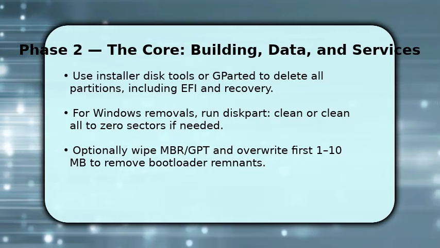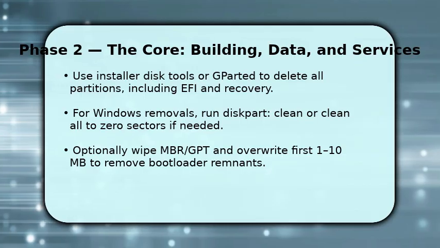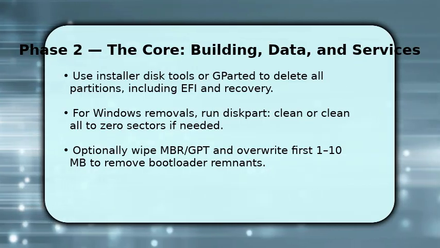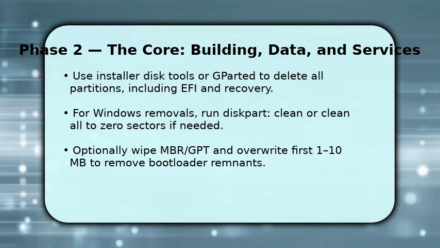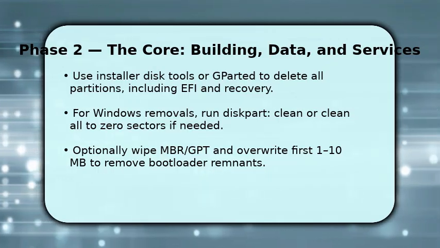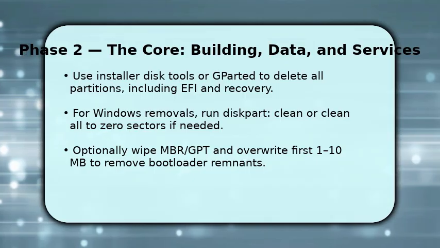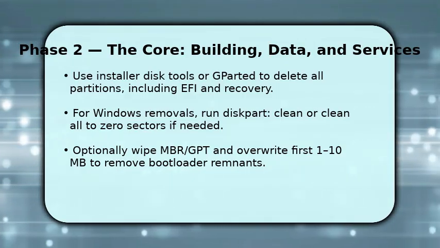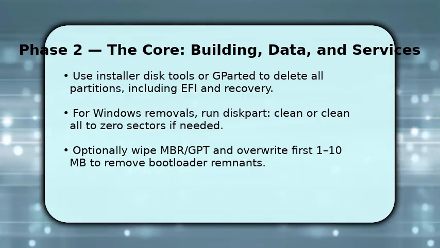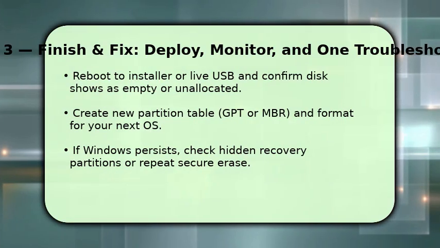If you prefer command line, run diskpart, select the disk, then use clean or clean all. Clean zeros the partition table. Clean all overwrites sectors. Once completed, optionally overwrite the first several megabytes to remove leftover bootloader code. Then create a new partition. You finish by verifying the drive is clean and preparing it for its next use.